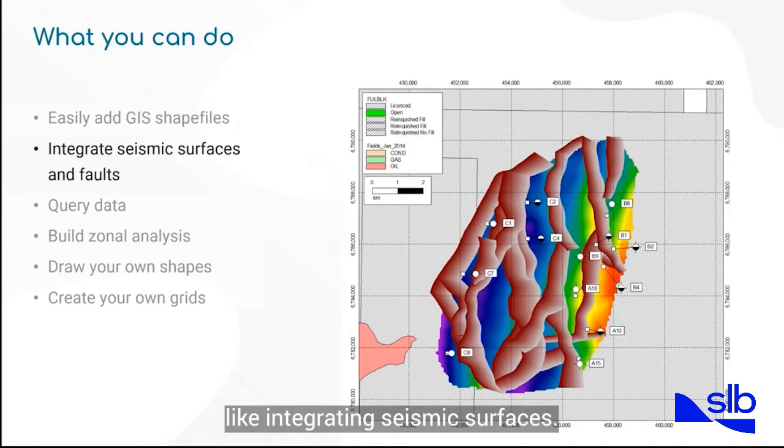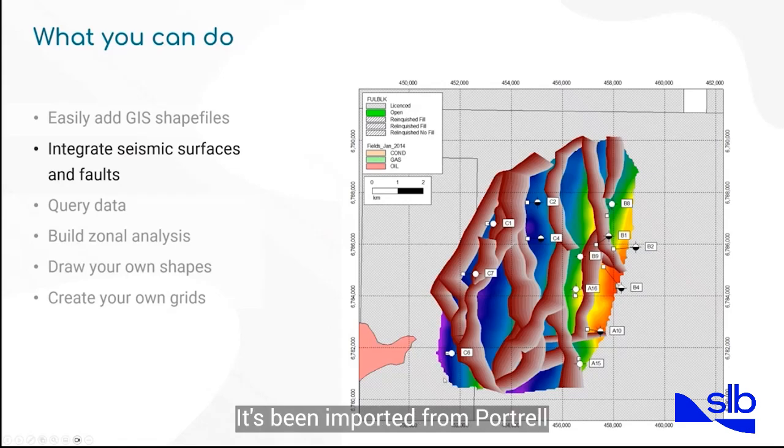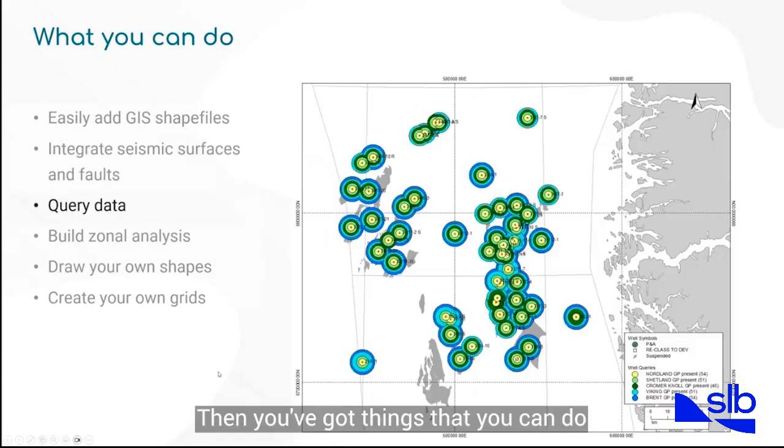Then you've got things like integrating seismic surfaces. Now this is just a 2D of that 3D view I showed you a minute ago. On the bottom left there, hopefully you can see my mouse, the little red is the edge of a field outline. We've got our seismic surface interpreted here. It's been imported from Petrel. And these are a pseudo 3D look at a fault polygon. So instead of it just being a boring old black box, I'm showing you there is an angle, a tilt in these faults.